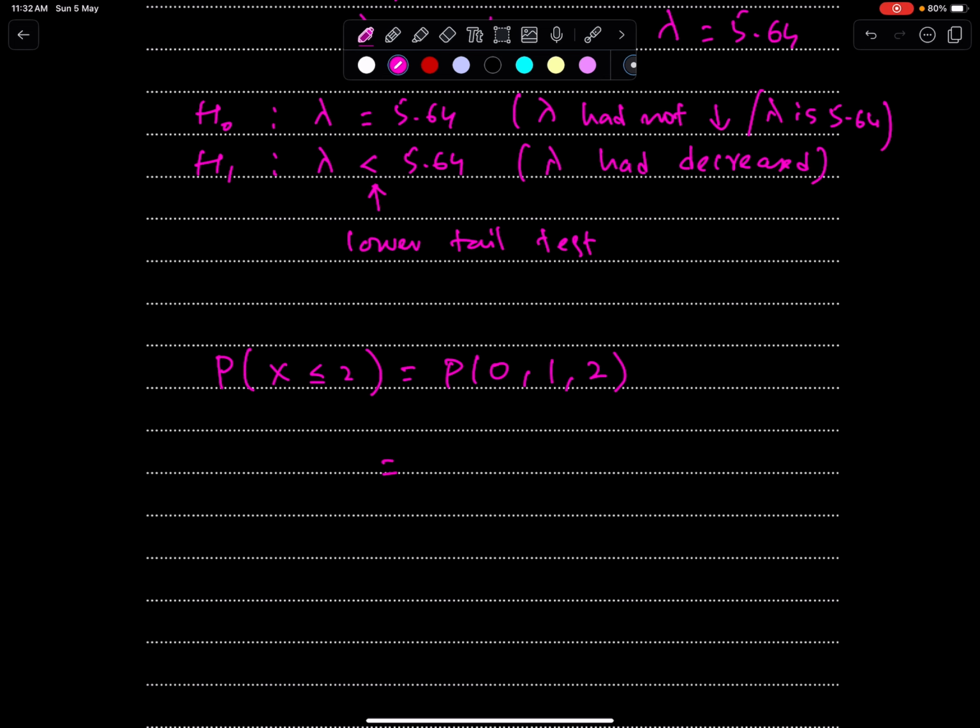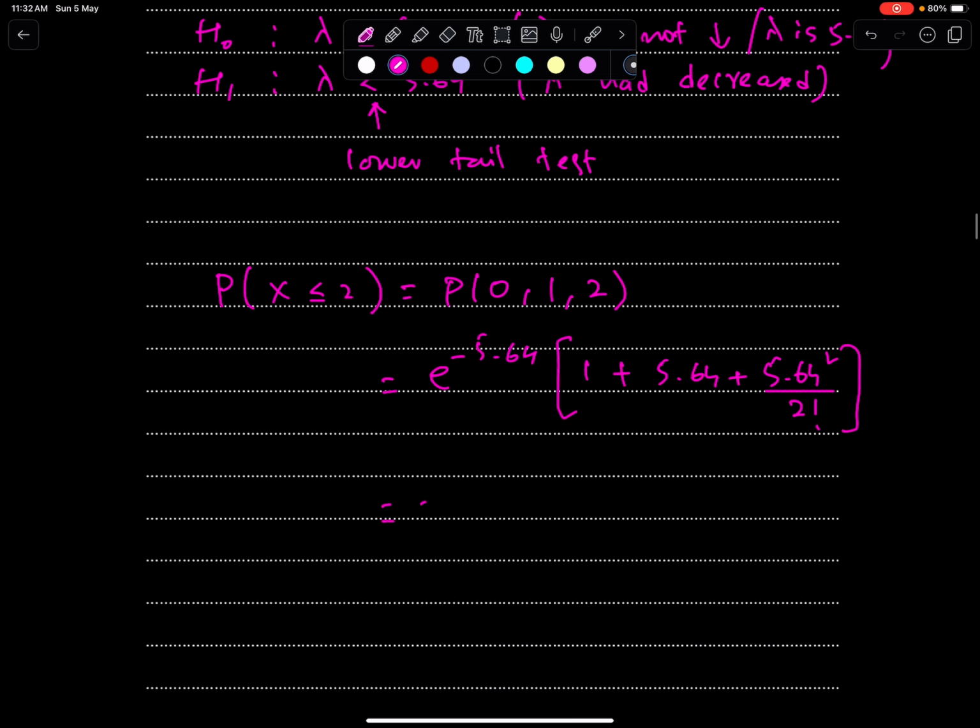So probability 0 means e power minus lambda. For 0 write 1, for 1 write lambda, and for 2 we write 5.64 square over 2 factorial. You all know how to calculate probabilities in Poisson. Now this probability is 0.08, or you can say 8%.